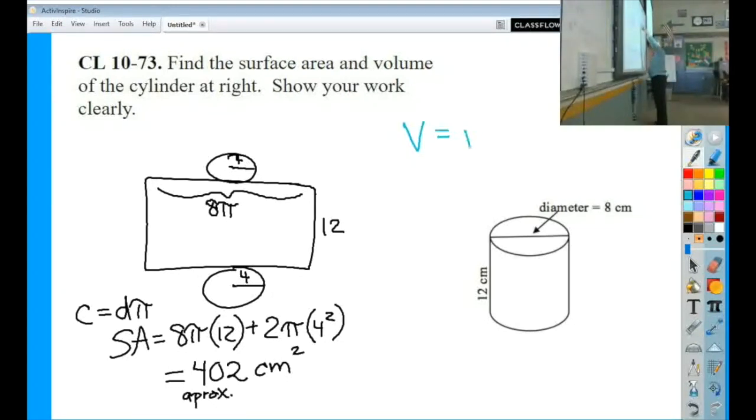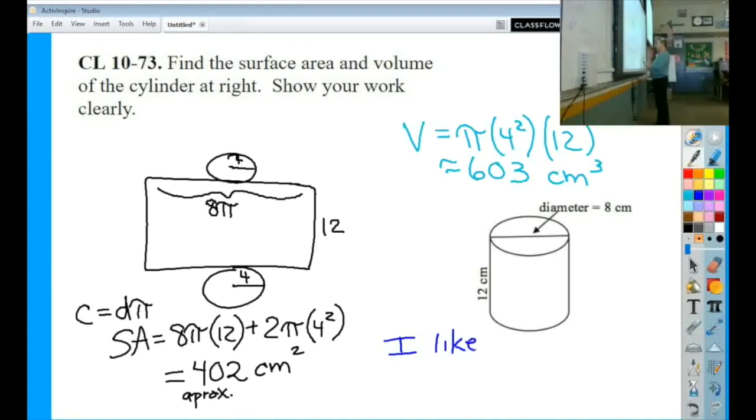Now as we do volume, this is very simple. We're just going to take the area of the base times the height, which is going to be a total of 603 cubic centimeters. I really like finding the area, or actually the volume, better than finding surface area.